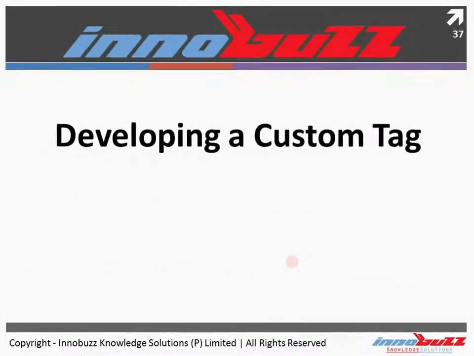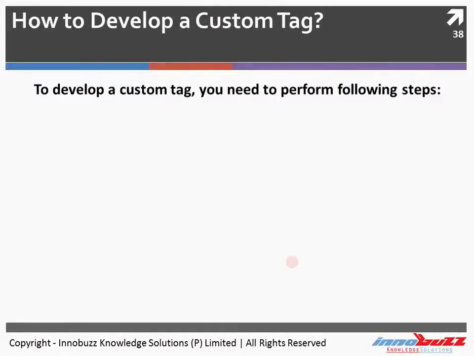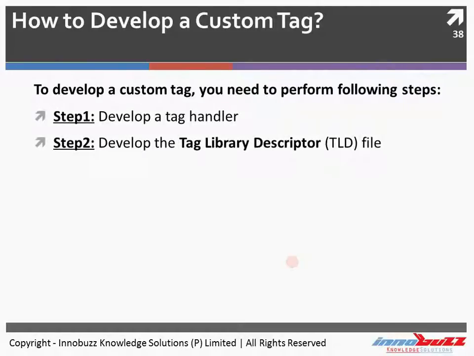So next, developing a custom tag. This will follow many steps. There are 4 steps which we need to follow while developing any kind of custom tag. Those are: develop a tag handler, and develop the tag library descriptor, which are called .tld files. So you have to develop .tld files. Before that, step 1 is develop a tag handler. Step 3 is include the tag library in a JSP page.